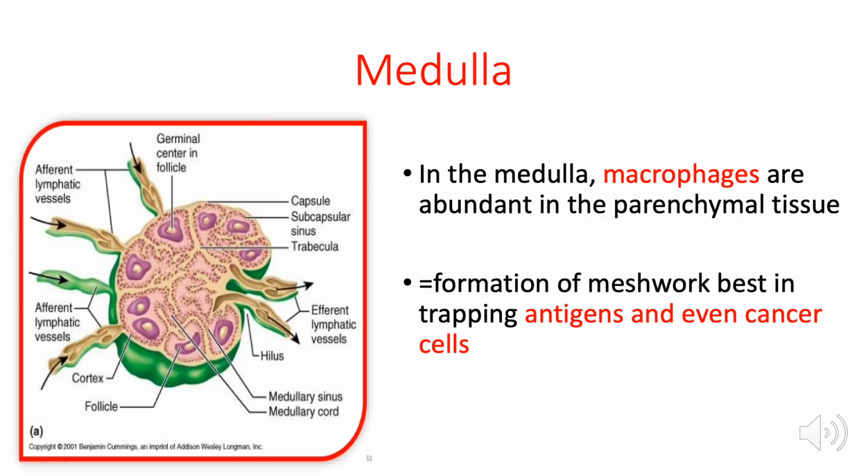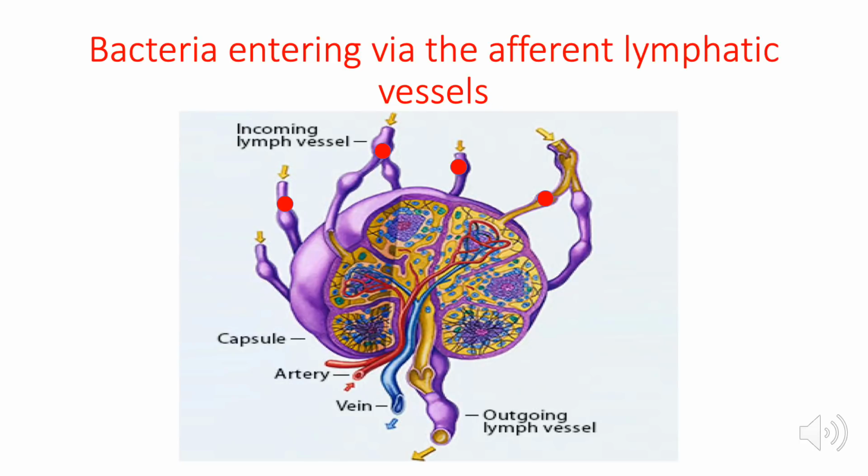What do we know about macrophages? They are phagocytes and they can act as antigen-presenting cells. So if you have them in the medullary cords, then expect that the microorganisms and antigens brought by the lymph into the afferent lymphatic vessel, then into the lymph node, will be captured in the medullary region because you have there the phagocytes, the macrophages. Bacteria will be carried by the lymph and will enter the lymph node via the afferent lymphatic vessels.